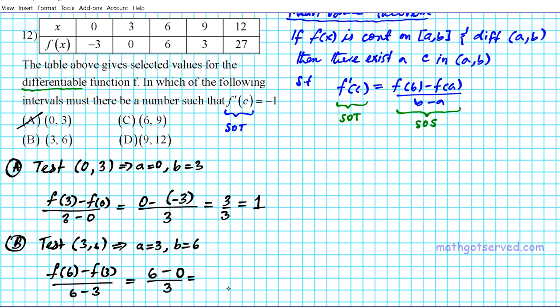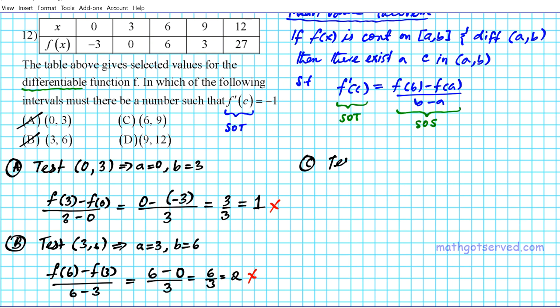And then we have 6 over 3, which is equal to 2. Ladies and gentlemen, this is not equal to -1, so this is not the answer. Remember, we're looking for the slope of the secant line that's equal to -1. So we have 2 fails so far. We're going to move on to the next option. Fail, fail, option C. So for option C, we're testing the interval 6, 9.